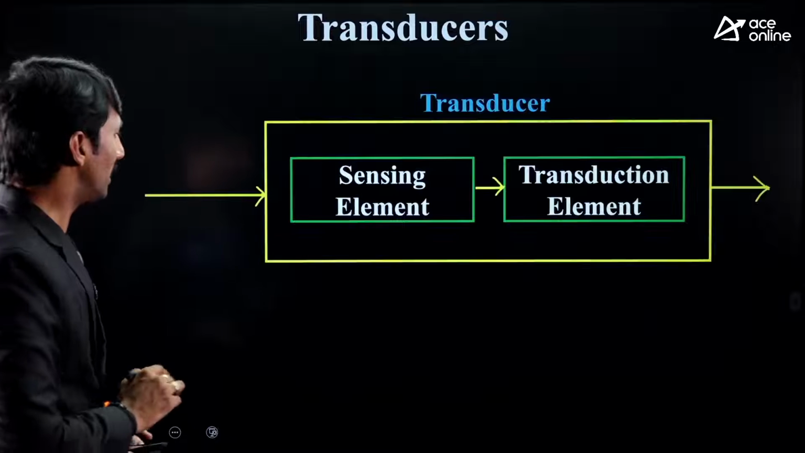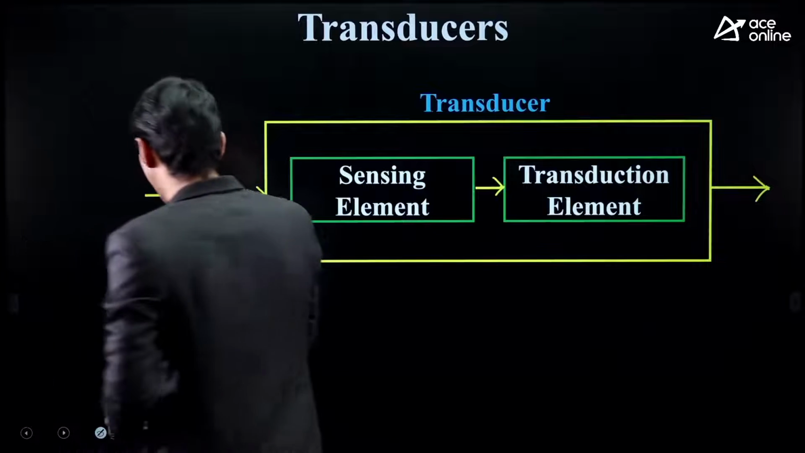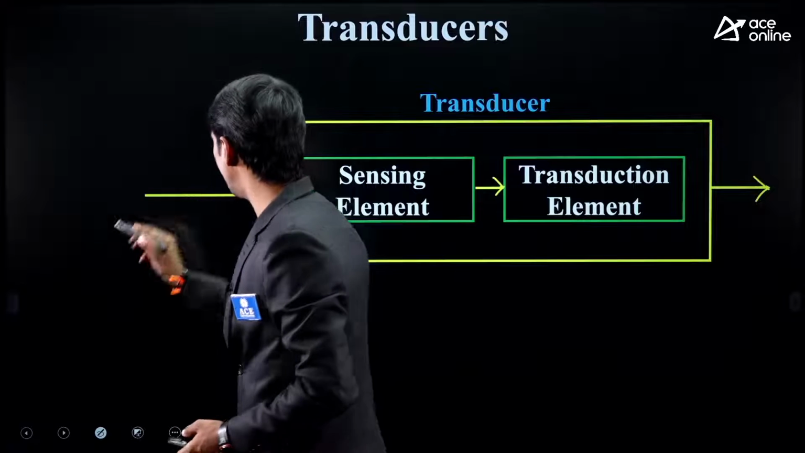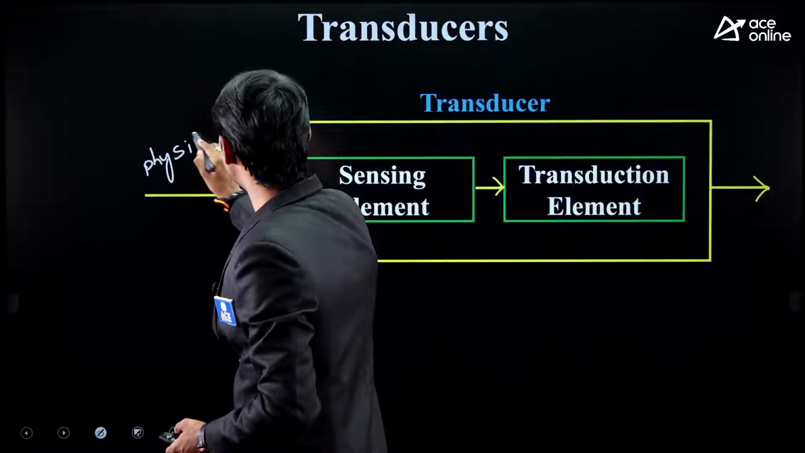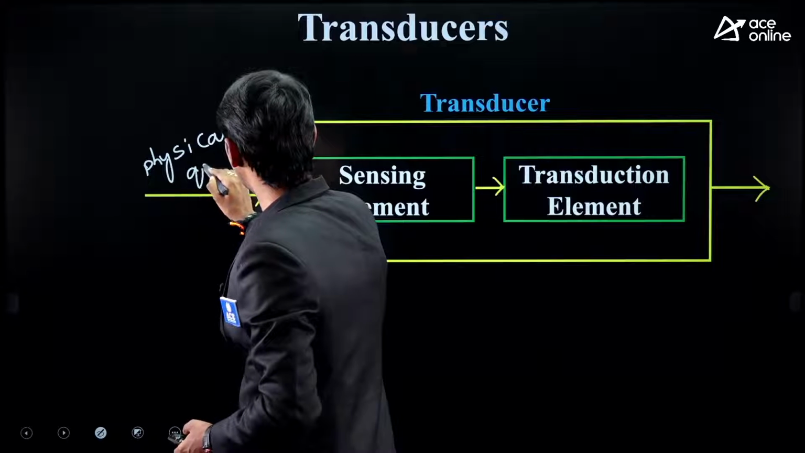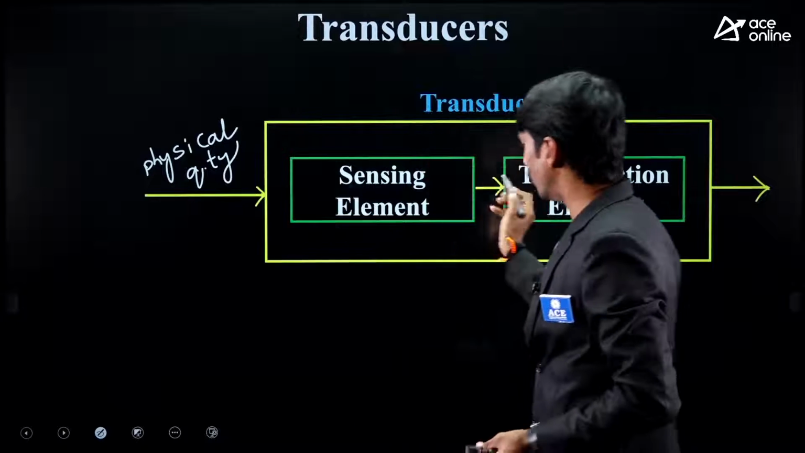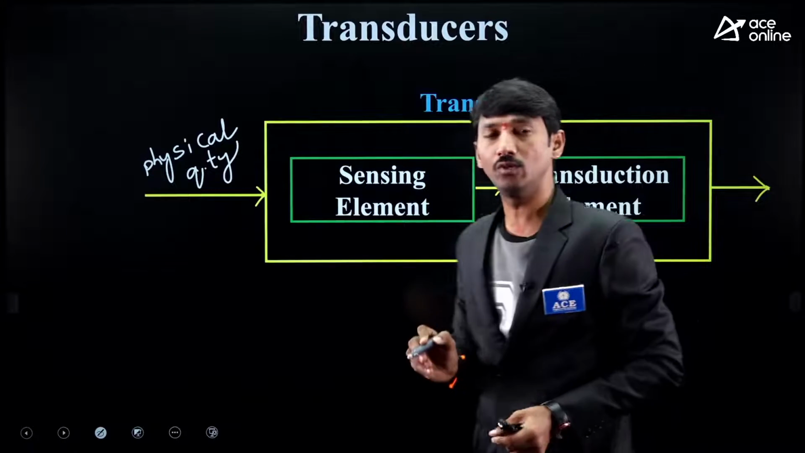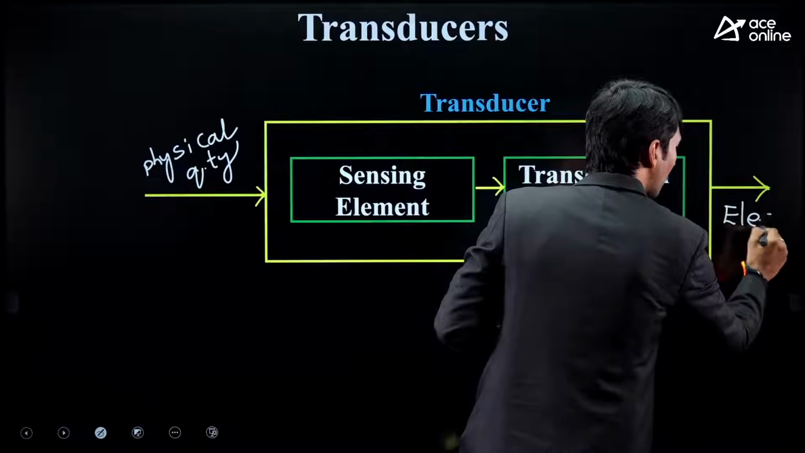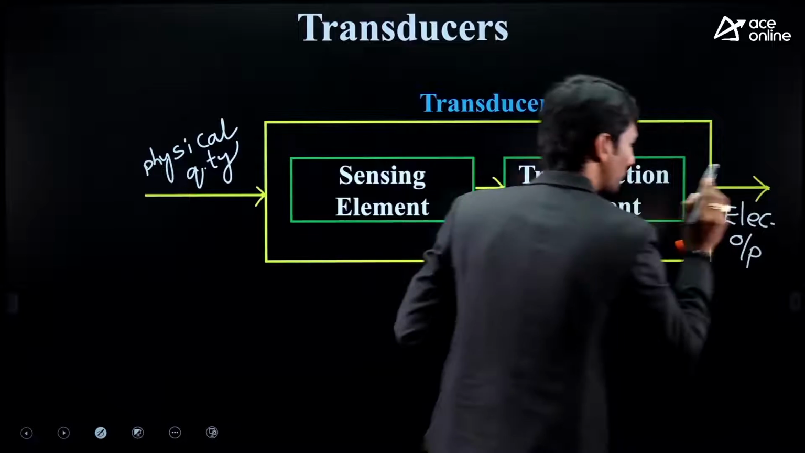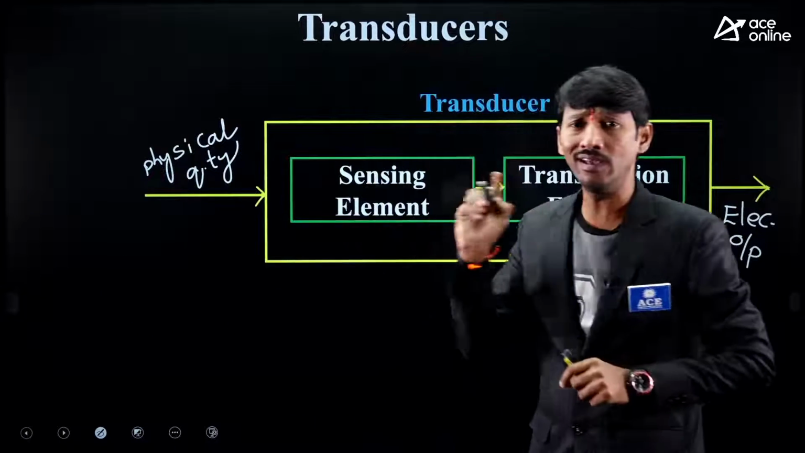Clear? Right. Now here, this is the non-electrical input. I am writing clearly: physical quantity or non-electrical input. This is the physical quantity. It will give the corresponding value to the transduction element, and this is the corresponding electrical output. But you need to understand one point very clearly.